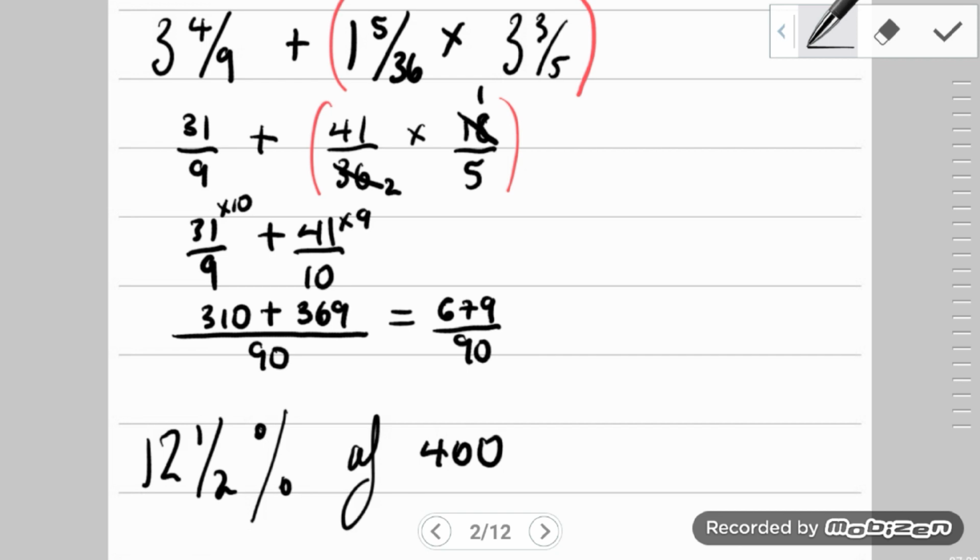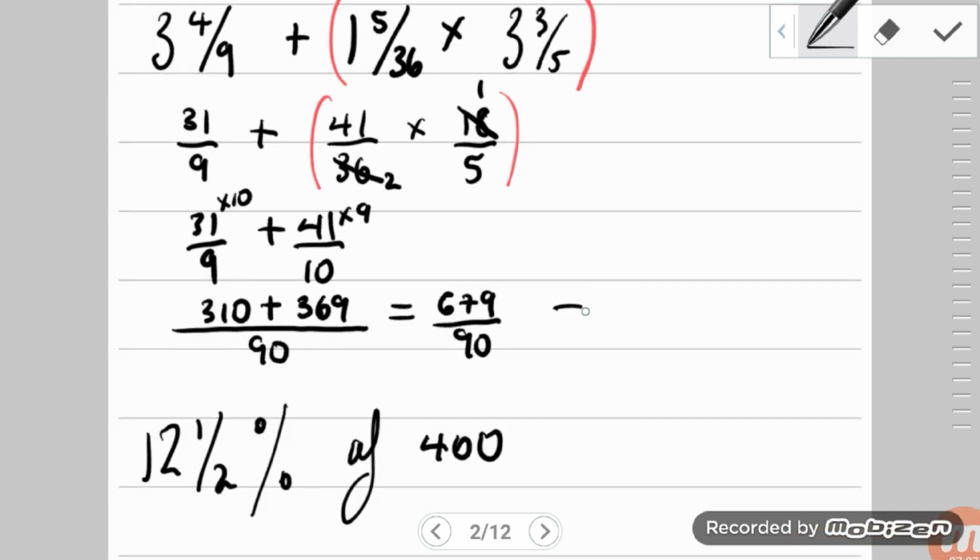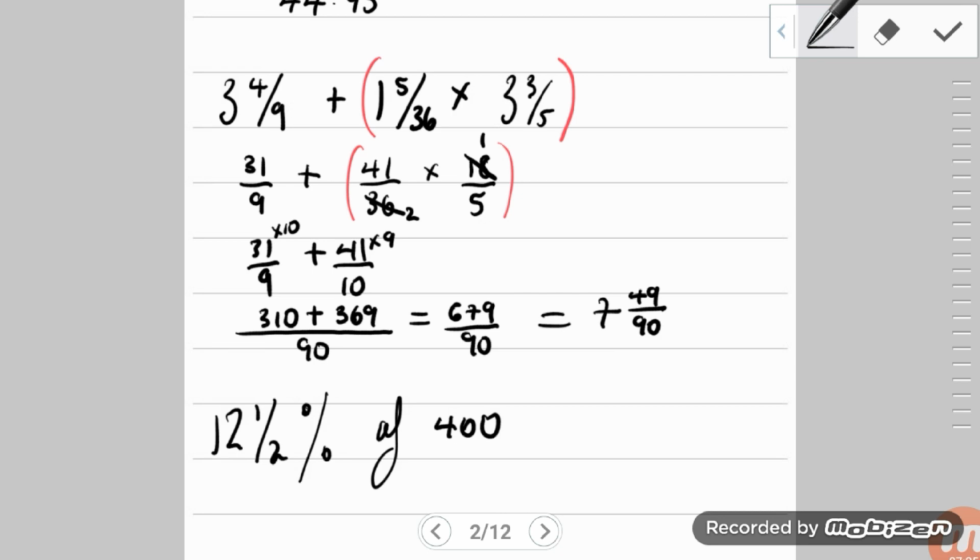write the fraction to its lowest term, which is as a mixed fraction. So if you were to make an estimate here, 90 should go into 679 approximately 7 times. And there's going to be a remainder of 49 divided by 90. All right, so that there goes your solution to your problem.